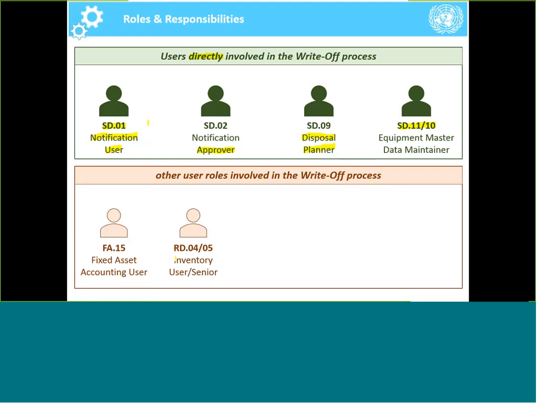Involve also the inventory users and inventory senior users in case, for example, we want to return the equipment back to stock to proceed with the disposal. Okay, so these inventory users and senior users are involved in the return to stock process via reservation and good receipt.